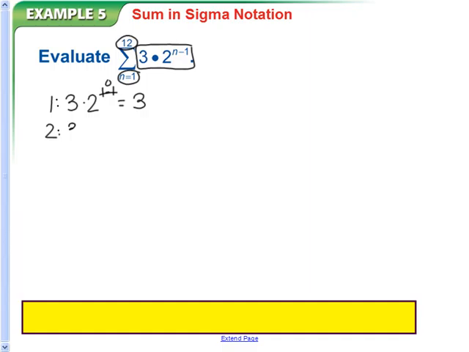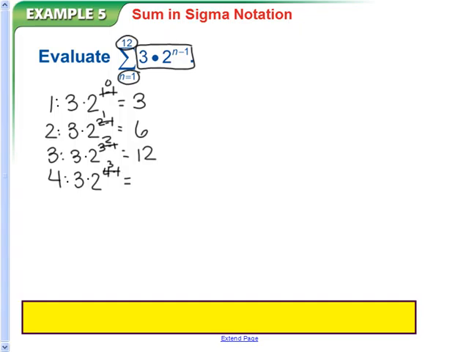Okay, then I'm going to do 2. 3 times 2 raised to 2 minus 1. Well, that's really raised to the 1 power. So 3 times 2 is 6. Then 3: 3 times 2 raised to 3 minus 1. That's really squared. So 3 times 4 is 12. Fourth one. Starting to see a pattern here, hopefully. 4 minus 1, or cubed. 2 cubed is 8 times 3 is 24.